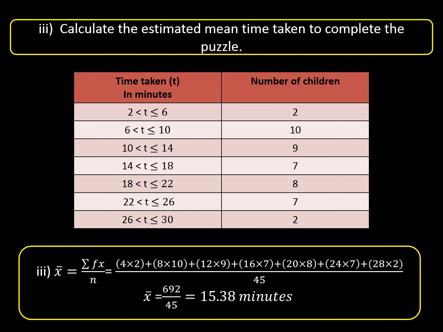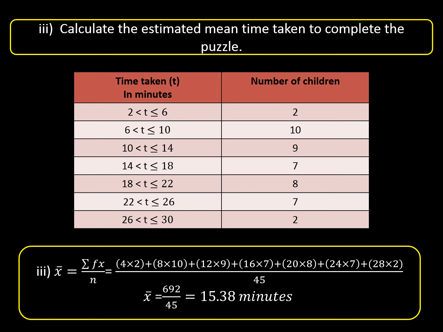Frequency times x. What is x in the first one? 2 plus 6 divided by 2, that is 4. 4 times 2. Next, 6 plus 10, 16. 8 times 10. Then 12 times 9. 16 times 7. 20 times 8. 24 times 7. 28 times 2.